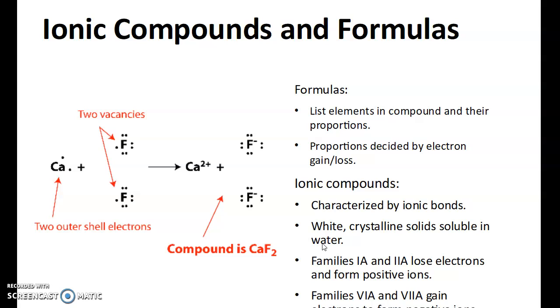I know, so next time you're stopped, it could be almost anything in that little baggie, right? They're white crystalline solids, soluble in water. Families 1A and 2A lose electrons and form positive ions. Over on the right-hand side of the periodic table, families 6A and 7A gain electrons and form negative ions.